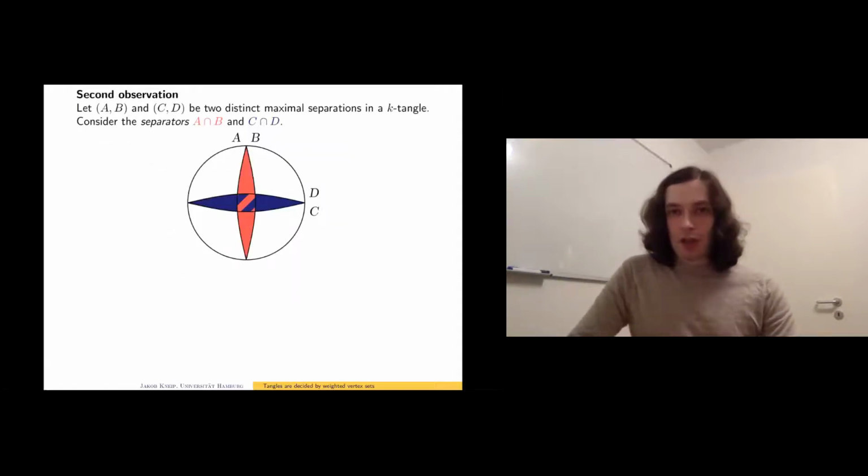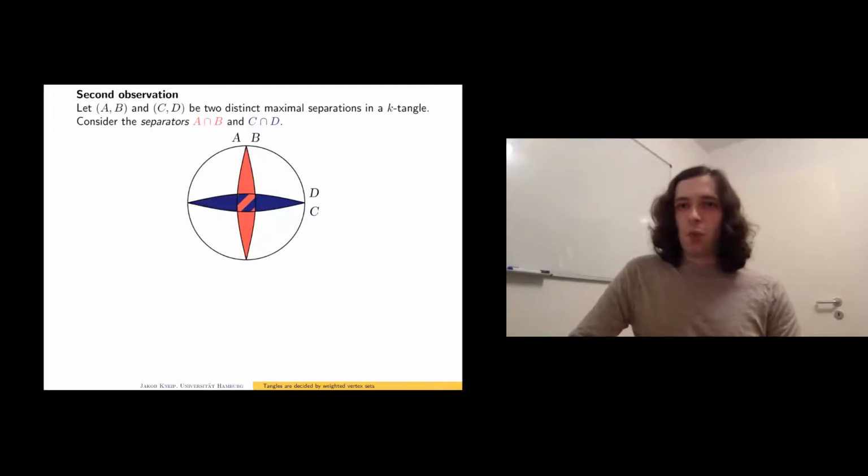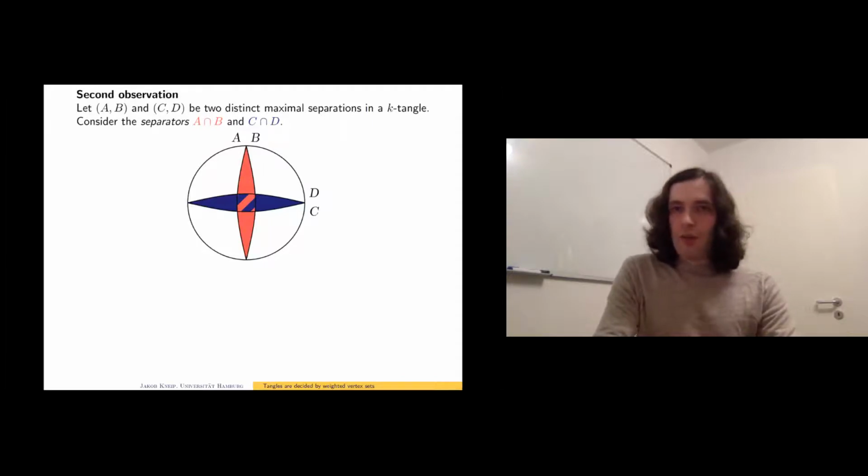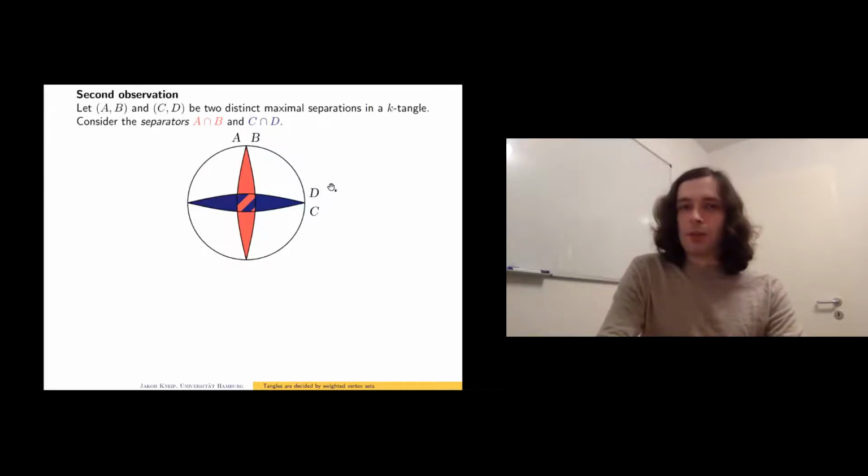And the second observation now comes from looking only at these maximal separations and studying their relationship with each other. So say that AB and CD are two maximal separations in a k-tangle. Now if they're maximal, they're clearly not comparable themselves. So the picture is now slightly different. Let's look at the separators of these two. Red is the separator of AB and blue is the separator of CD. And you should be able to see the colors, I hope.